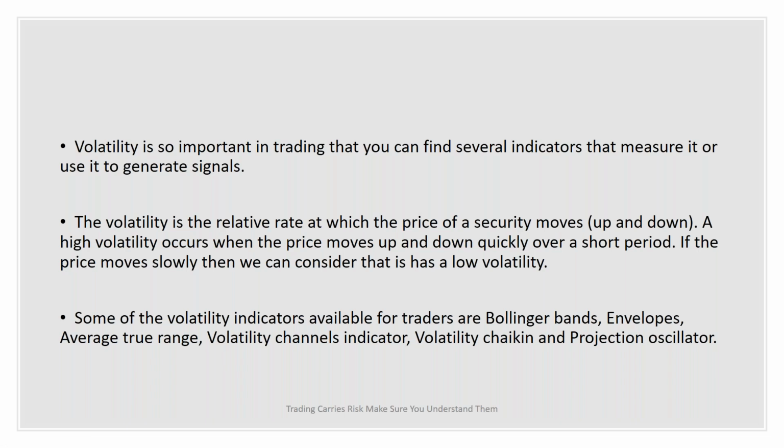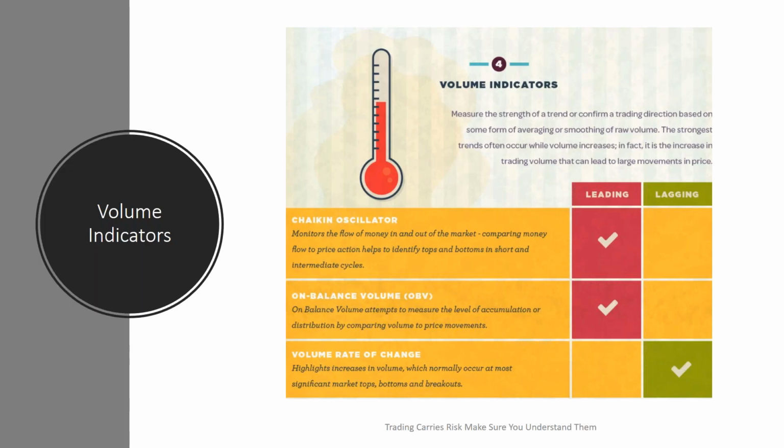So volatility is so important in trading that you can find several indicators that measure it or use it to generate signals. Volatility is the relative rate at which the price of a security moves up and down. A high volatility occurs when the price moves up and down quickly over a short period of time. And again, Bollinger Bands is a very good one. So it shows you volatility in the markets, as well as envelopes, volatility channel trains, and projection oscillators.